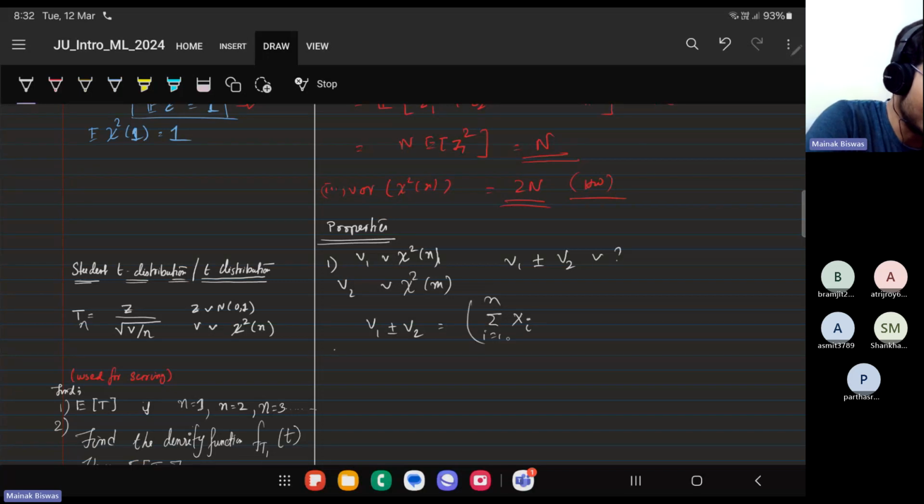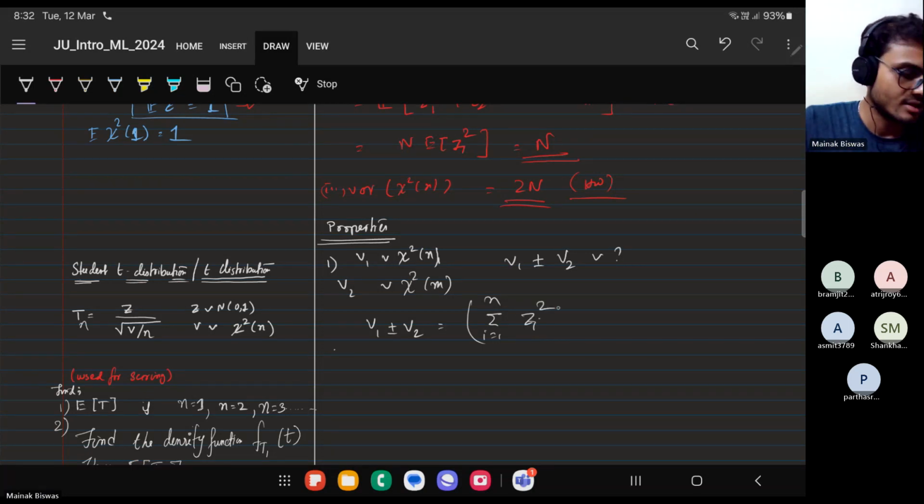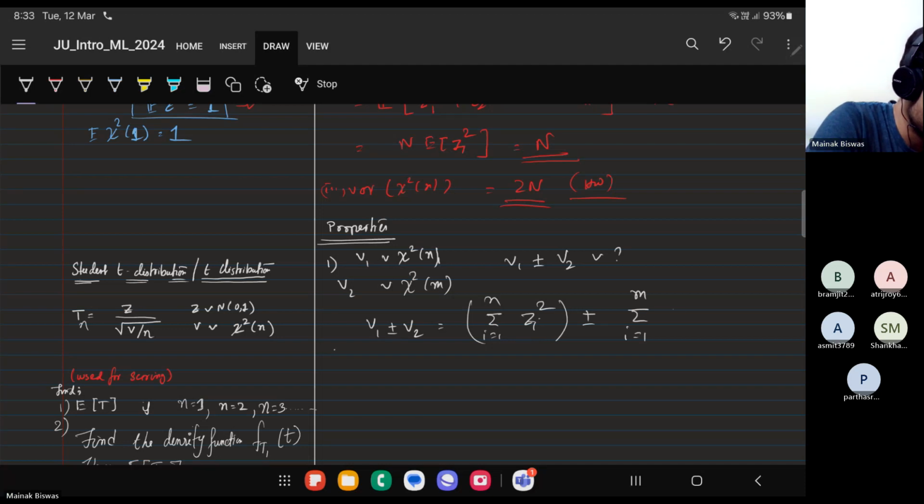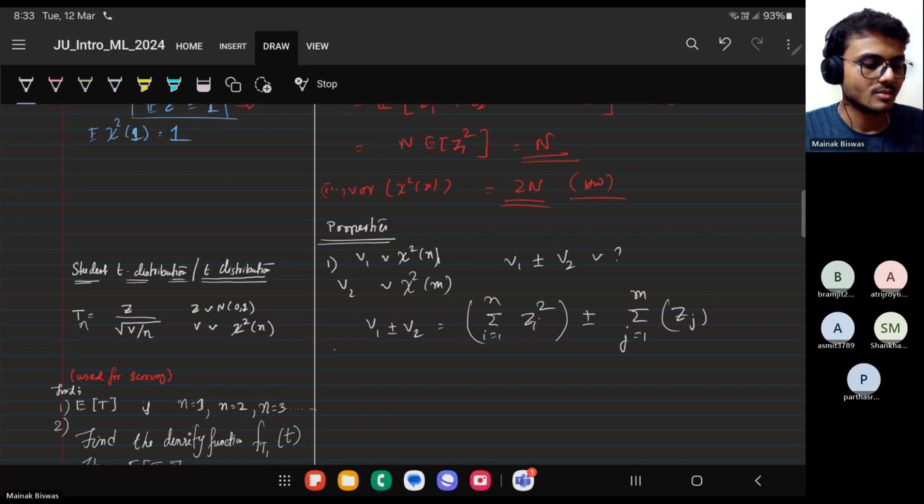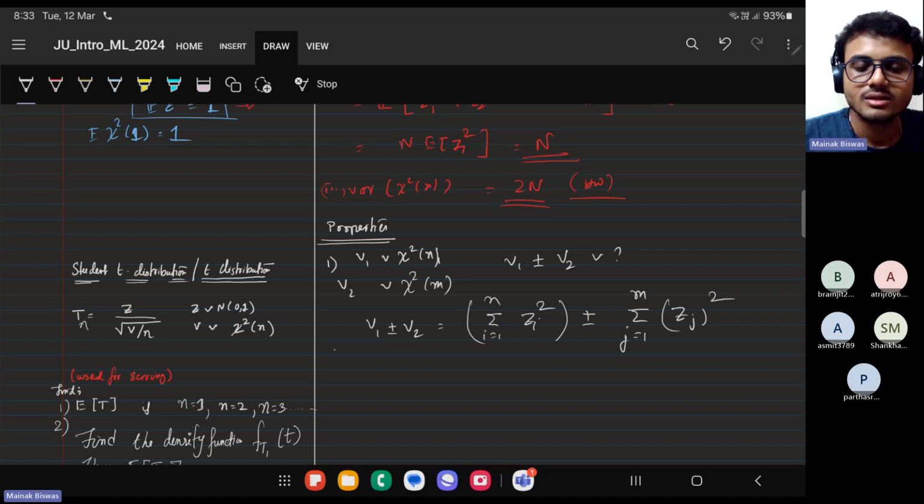So V1 plus or minus V2 is the summation of Zi square, i equal to 1 to n, plus or minus the summation of Zj square, j equal to 1 to m, right? Do you agree? Yes. Okay. So what would be the expected value? What would be the variance?